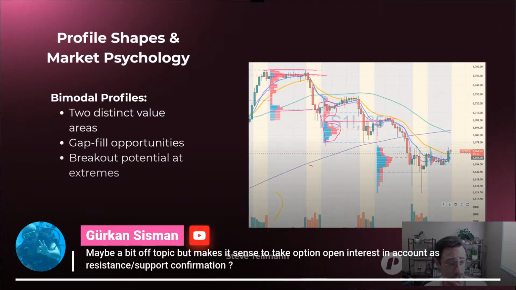Gurkhan, this is an interesting question. It is off topic though, but I'm doing a webinar on options trading next week, and I'd love to touch on this as a concept really briefly. So you're asking if we can take options open interest into account as resistance and support confirmation. It's very relevant. There are a lot of intricacies to this, and I won't claim to be a super big expert, but I do know a decent bit about flow and how to read it. And I think this is going to be really good for next week. So I'd love it if you come by next week and we can get into that then. Thank you for the question, though.